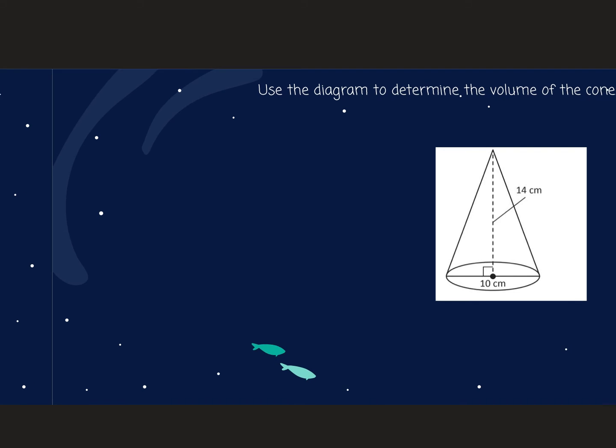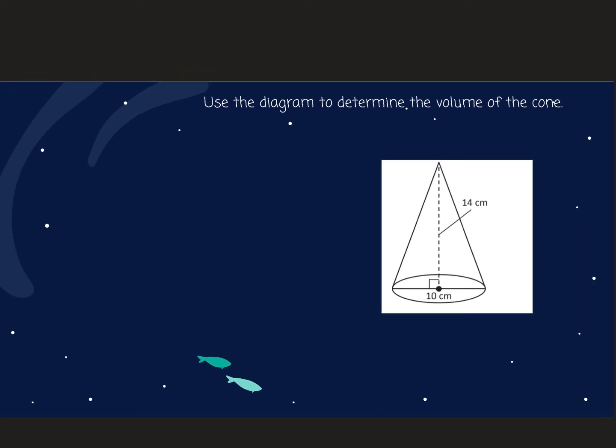For this last example, I want you to try this one on your own. I'm going to give you the formula. Remember, the formula for volume of a cone is 1/3 pi r squared h. I want you to pause the video and try this one on your own.